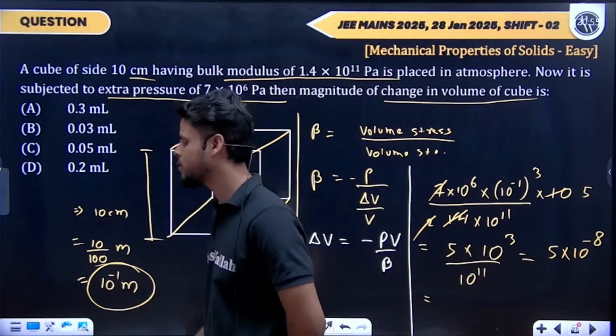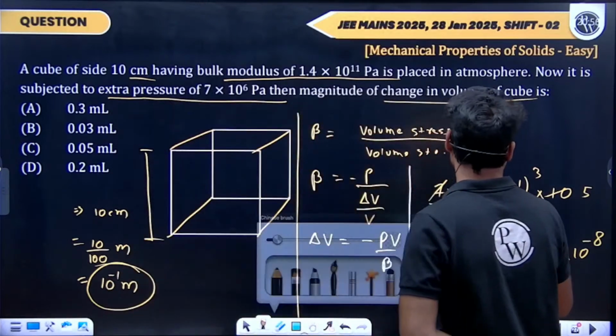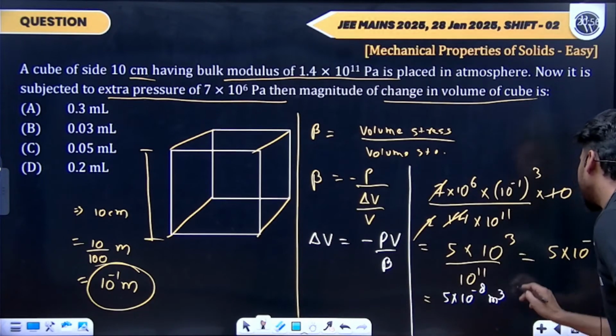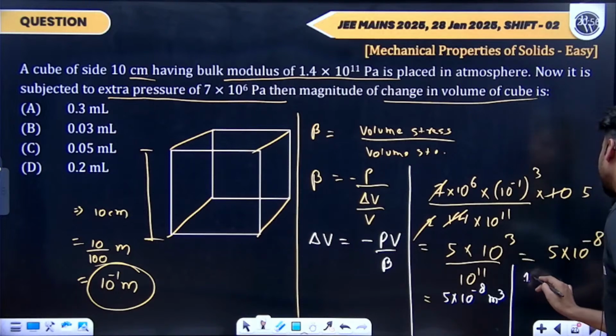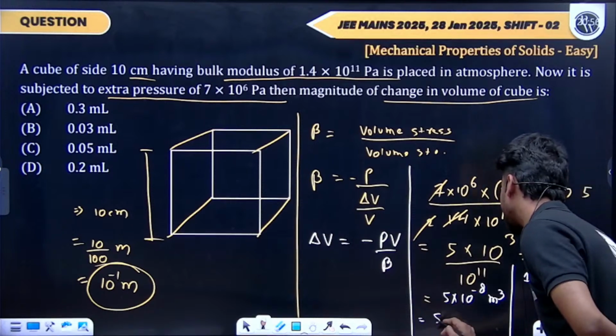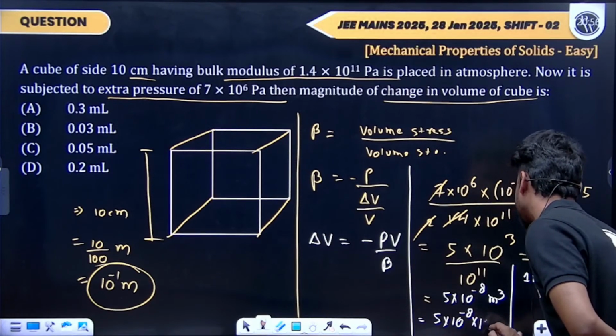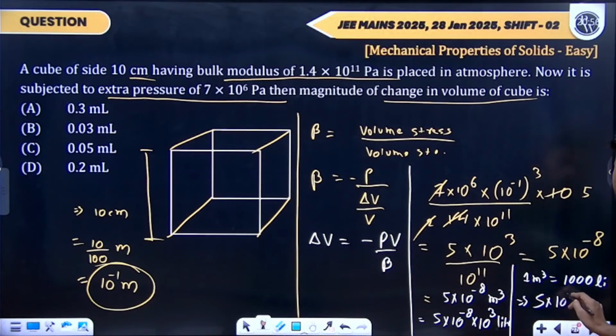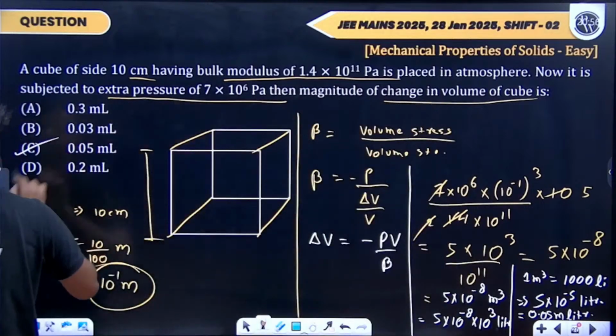So we have to change our option correspondingly. So I can say that this will be 5 into 10 raised to the power minus 8 meter cube, and as you know that 1 meter cube equals 1000 liters. From here we can get 5 into 10 raised to the power minus 8 multiplied by 10 raised to the power 3 liters, which will come out to be 5 into 10 raised to the power minus 5 liters. And if we change it into milliliters, then we will get 0.05 milliliter. So from here we can mark 0.05 milliliter, C option.